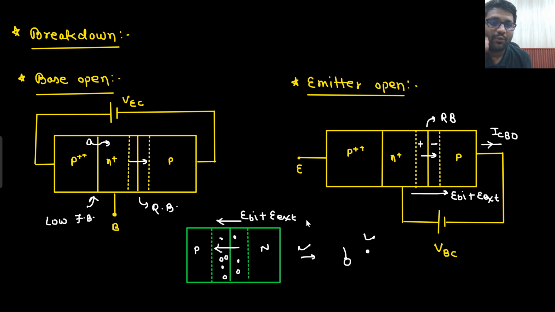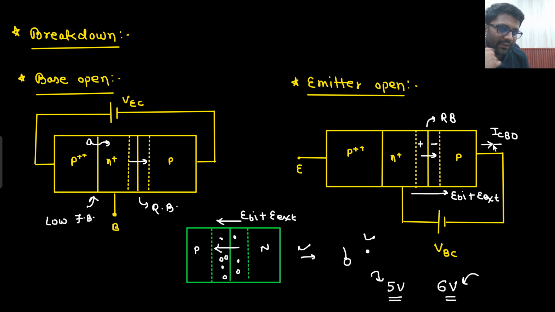But only one kind of question can be asked: which breakdown voltage will be low? That means where breakdown would occur first, in this condition or in this condition. Let's say breakdown is occurring at 5 volt in one and at 6 volt in the other. So where will we require 6 volt and where 5 volt? That means in which condition breakdown would occur first, that we need to see.